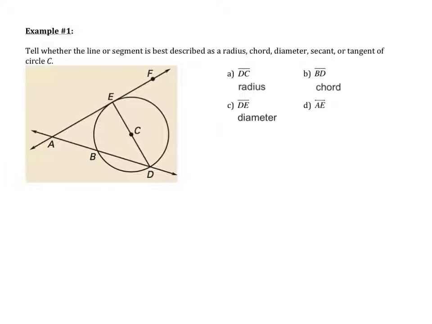And finally, part D, line AE. So this time we are finally talking about a line, so we're only considering options secant and tangent as our answers. And looking at the diagram, line AE is intersecting the circle in exactly one point, which would be point E. So this would be a tangent line. And I know this doesn't ask, but if you were asked for the point of tangency, it would be point E, since it is the point that both the line and the circle share.